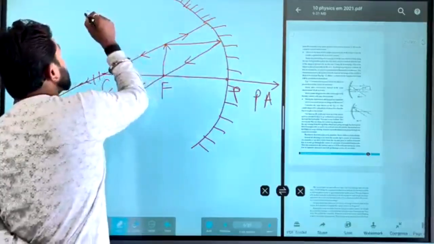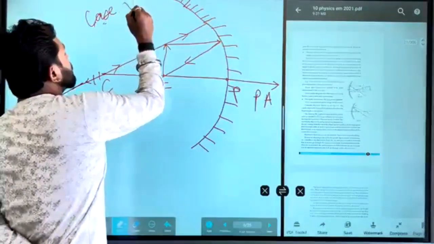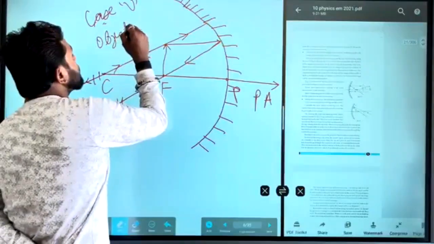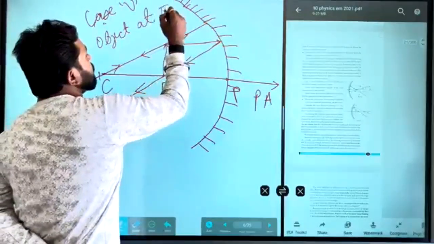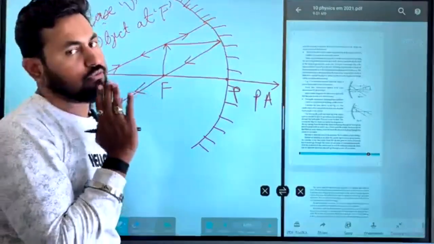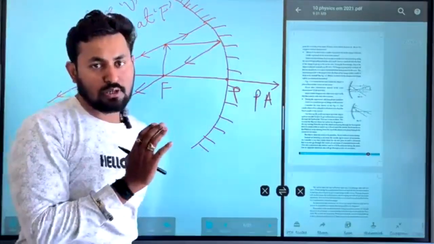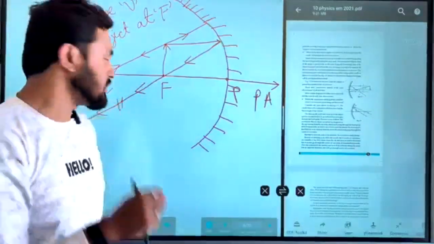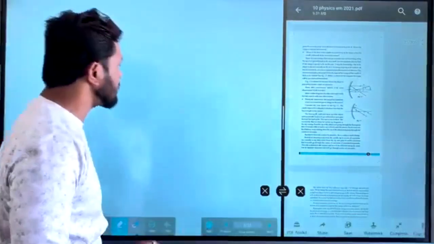This was case 5th, wherein the object is at F. Object is at F. Very important. Now, moving ahead with the sixth case.